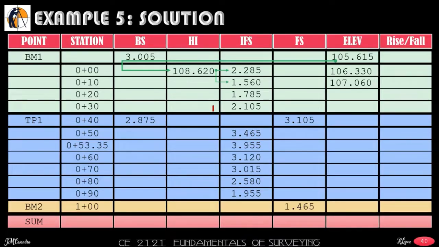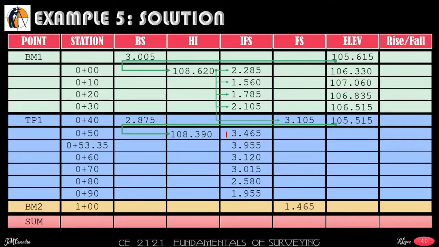Next, we have station 0 plus 20. So HI minus IFS. Elevation of 0 plus 30 is HI minus IFS. And the elevation of TP1 is HI minus the foresight. And then for our height of instrument for TP1, it will now be elevation plus backside, 108.390.